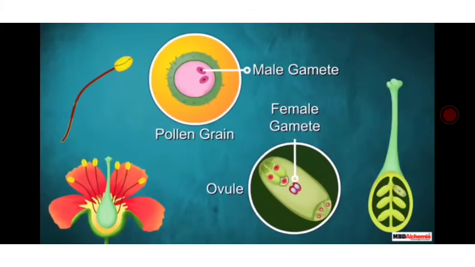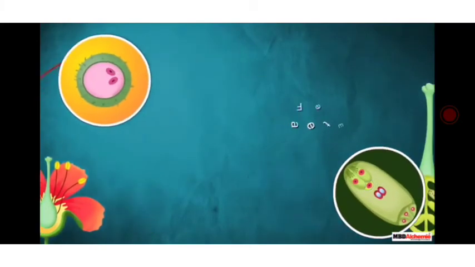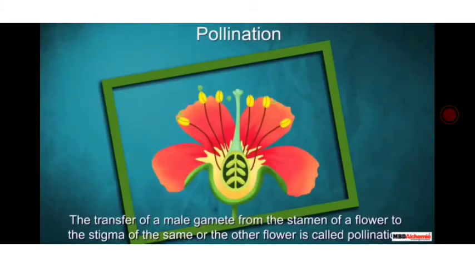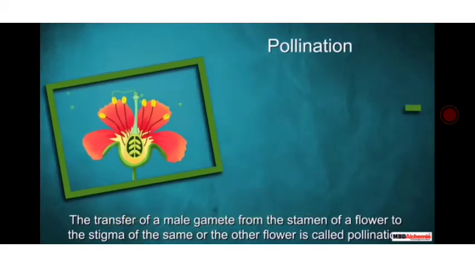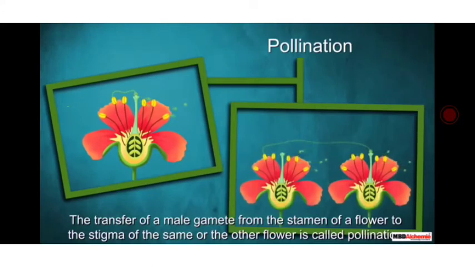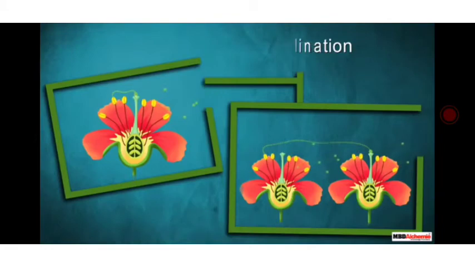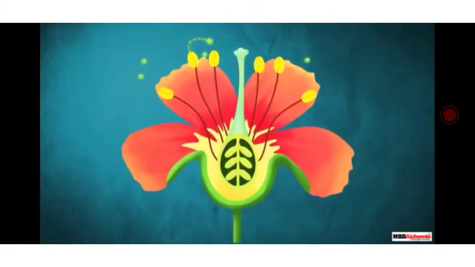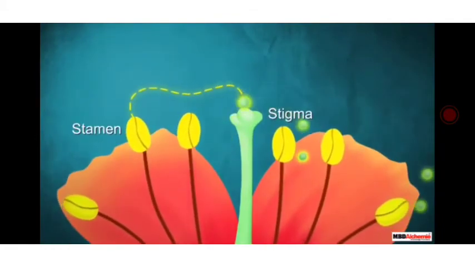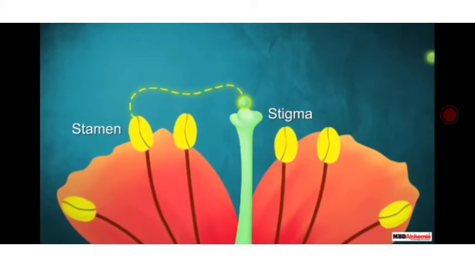The male gamete, pollen grain, fuses with the female gamete. Here pollen has to fuse with the female gamete. So the process which is helping here is pollination. The transfer of male gamete from the stamen of a flower to the stigma part is called pollination.